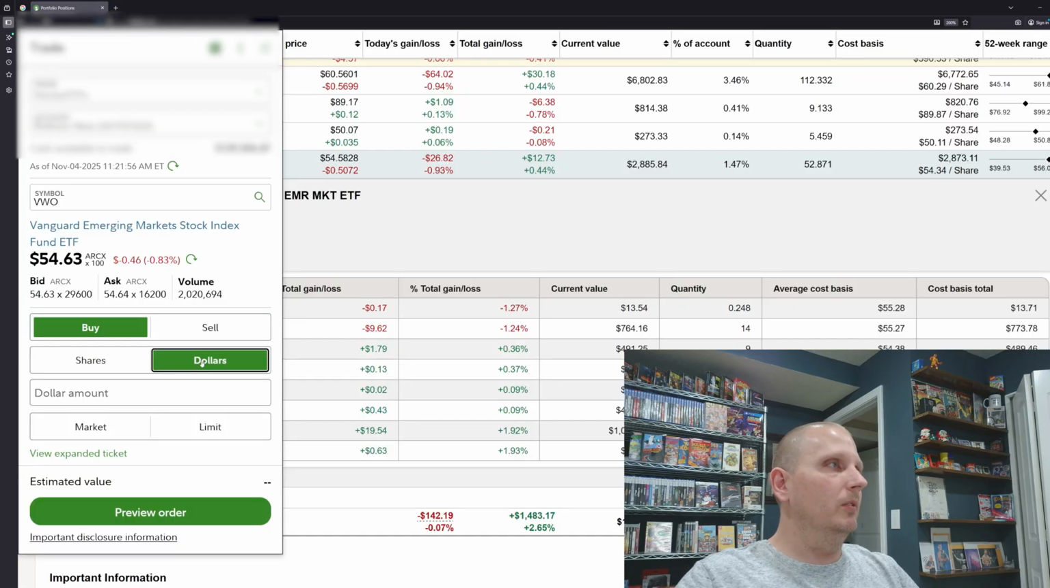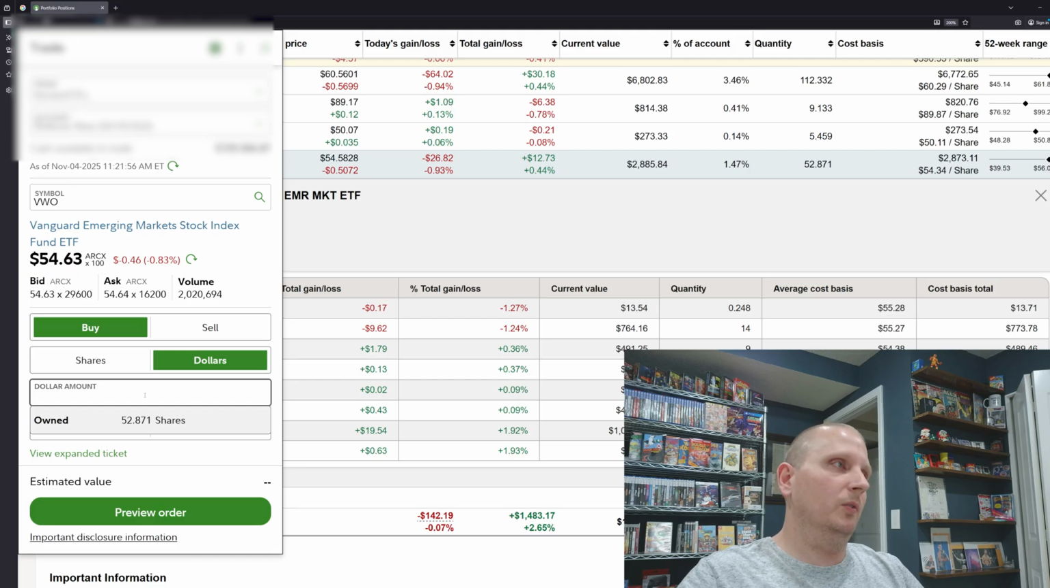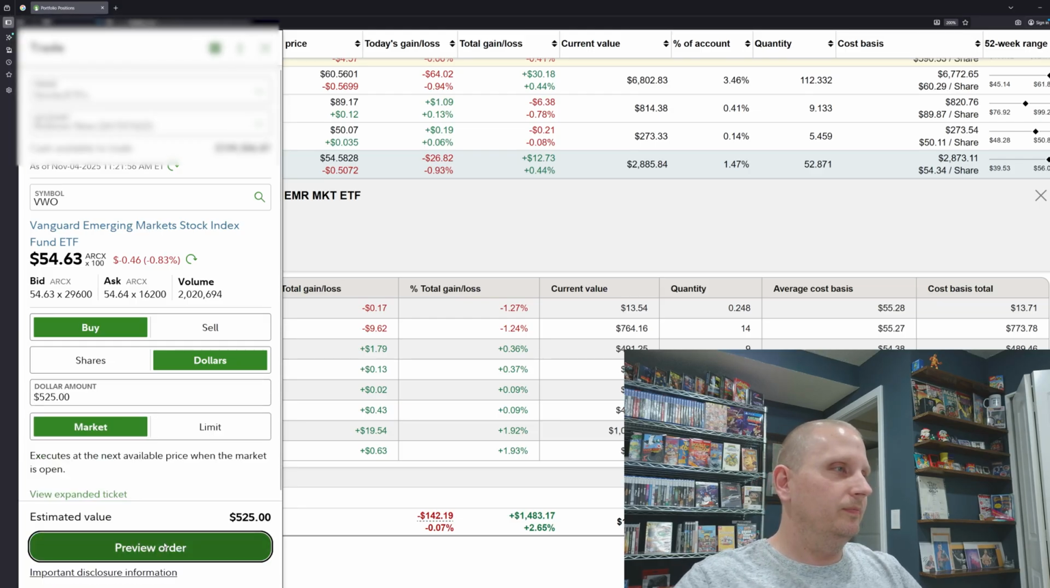Next up, VWO, Vanguard Emerging Markets Index. So on the last one, what I said is that those were developed markets. This one is now emerging markets. So these are markets that are experiencing rapid growth. A lot of businesses popping up, things like that. I'm going to do 525 on this one.